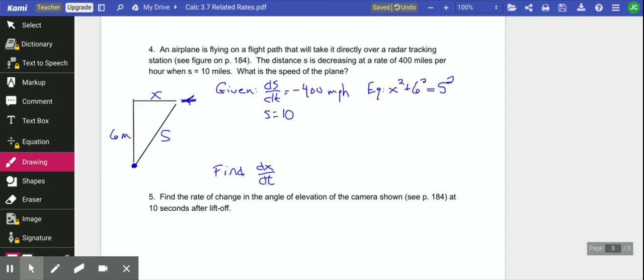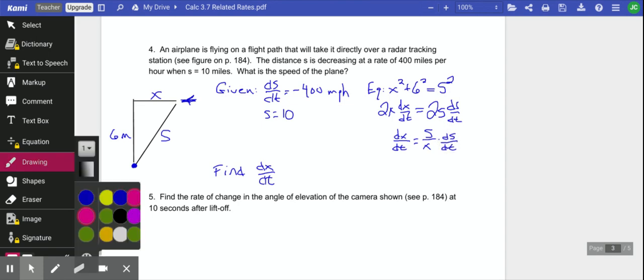So now we're going to take the derivative of this with respect to time. So we have 2x dx dt. Now 6 squared is just a constant, so the derivative of 6 squared is 0, equals, and the derivative of the right side is 2s ds dt. And then I'm going to go ahead and solve this for dx dt because I know that's what I'm trying to find. So I'm going to divide both sides by 2x, and so that gives me s over x times ds dt. The 2's will cancel out of that.